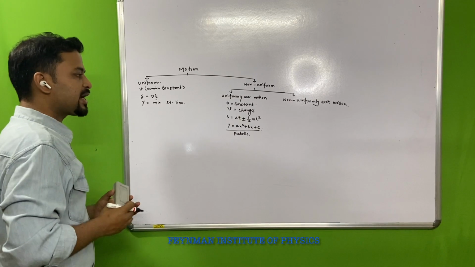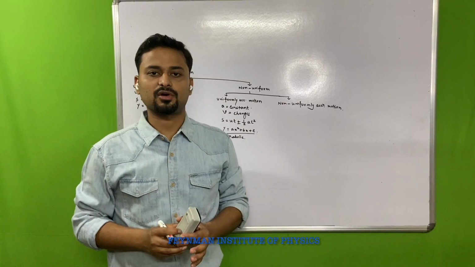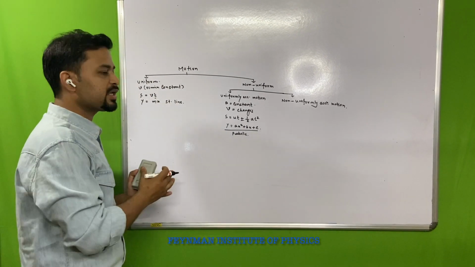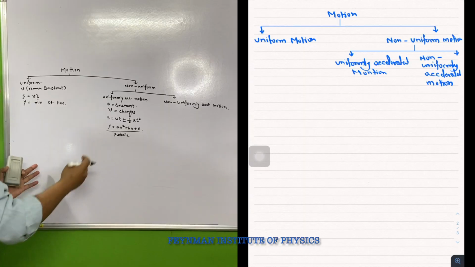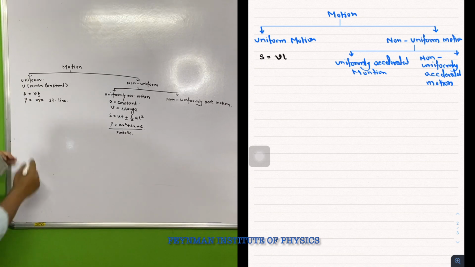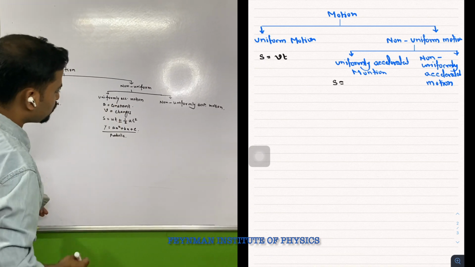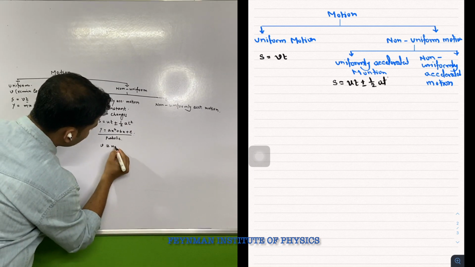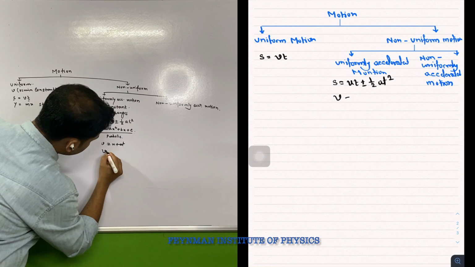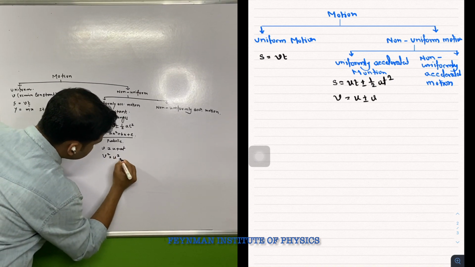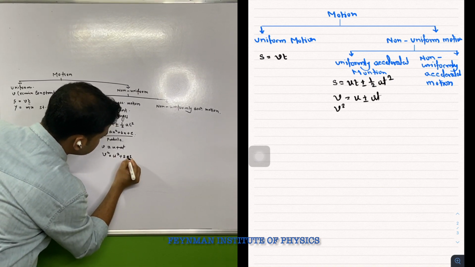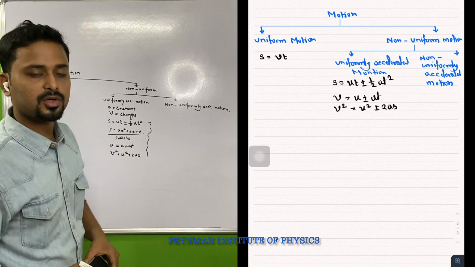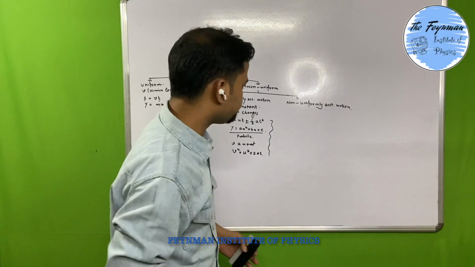Now what we do during the study of motion is quantify motion by these equations. So in uniform motion we use S is equal to Vt. In non-uniform motion we use S is equal to ut plus half at square, or V is equal to u plus at, or V square is equal to u square plus 2as. So we generally have these three equations, and we can modify them for particular cases.